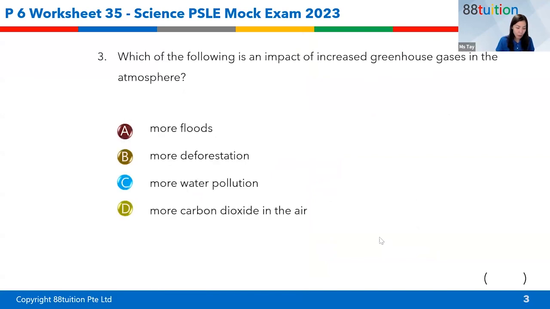Skeletal system actually helps to protect all the important organs in your body. All right. Question 3. Which of the following is an impact of increased greenhouse gases in the atmosphere?